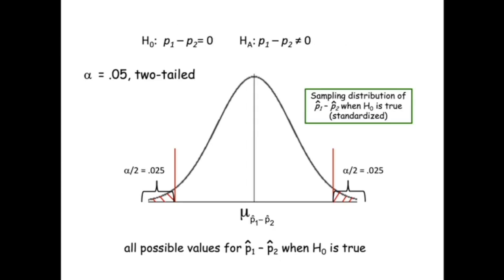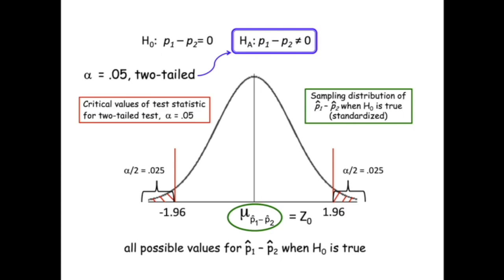Here's the standardized model with the rejection region marked. The research hypothesis is non-directional, so this is a two-tailed test. The mean of the distribution becomes 0 when we standardize the distribution, and the critical values of the test statistic are plus and minus 1.96.